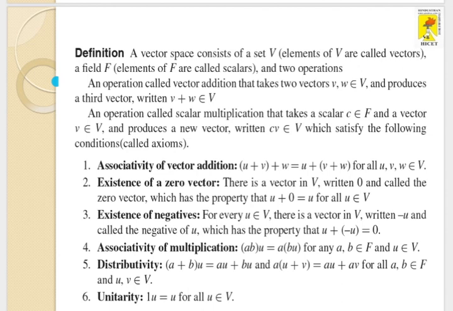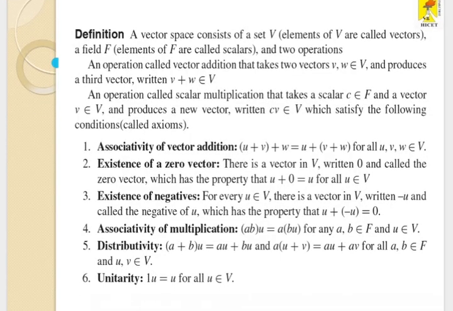Fifth property is distributivity, that is (a plus b) into u equal to au plus bu and a into (u plus v) equal to au plus av for all a, b belongs to F and u, v belongs to V. Sixth property is unitary property, which is 1 into u equal to u for all u belongs to V. These are the 6 properties of vector space.